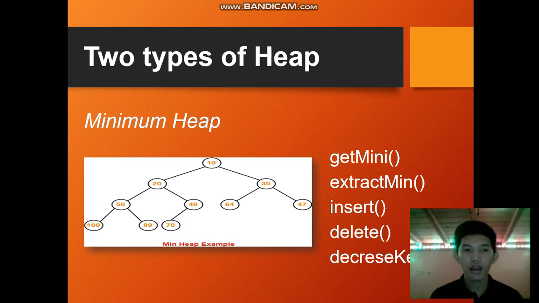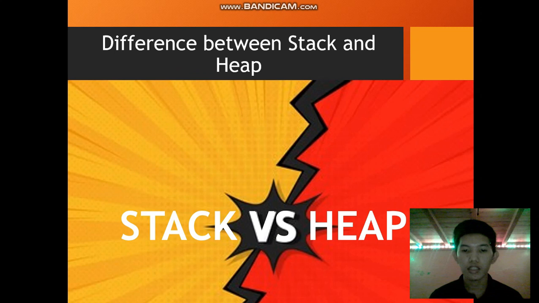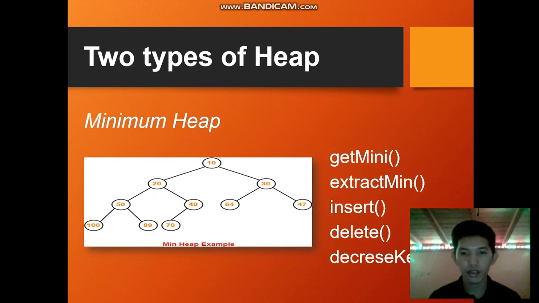We have here the operations of minimum heap. Get min returns the root element of the min heap. Extract min removes the minimum element from the minimum heap. Inserting a new key takes O(log n) time. We add a new key at the end of the tree. Delete: deleting a key also takes O(log n) time. We replace the key to be deleted with minus infinity by calling decrease key.